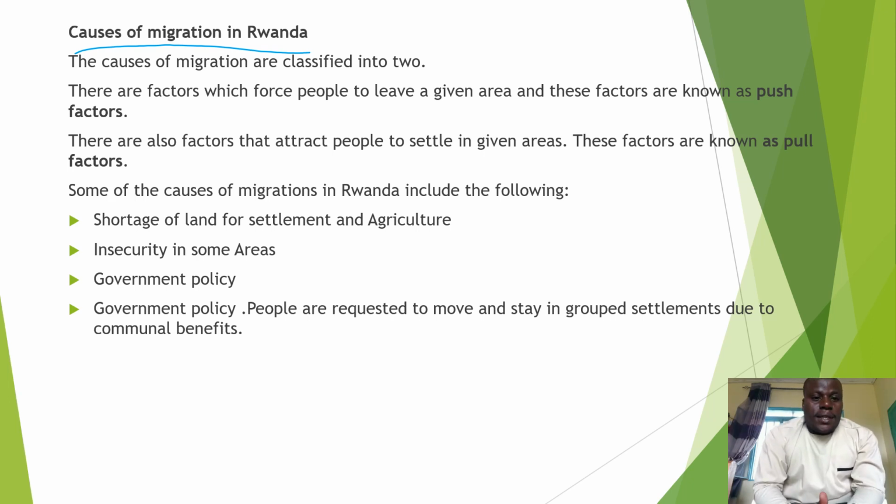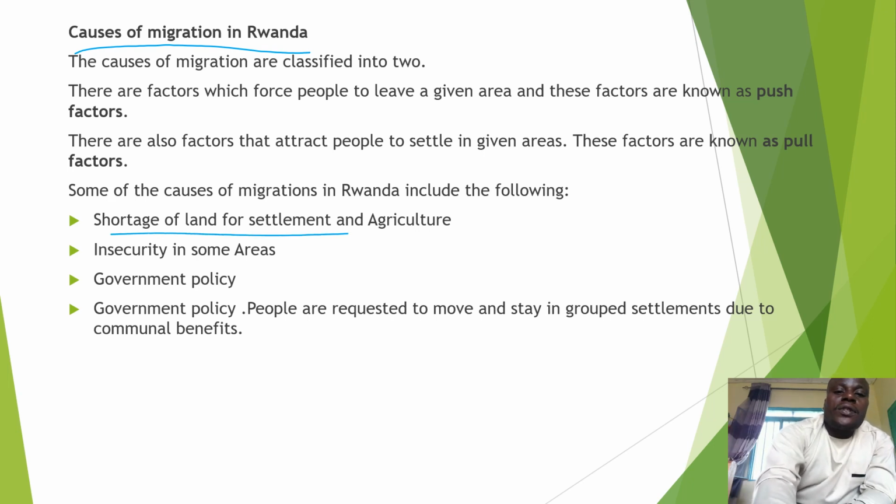So what are the causes? We have one. These ones I will not labor much to explain. They are clear. We have shortage of land for settlement and agriculture. Rwanda is a small country and population is high. So people tend to move from highly populated areas to low populated areas in order to get enough land for cultivation and for animal keeping.